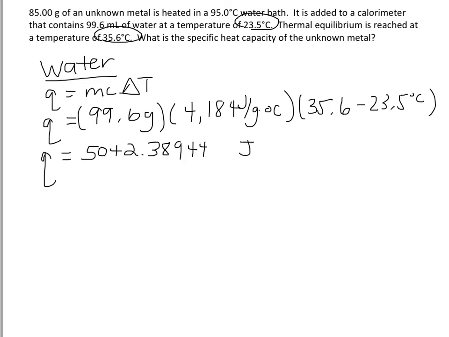So when you calculate this out, you get 5,042 joules. I'm not going to round this number right now. The number is a positive value, which makes sense because heat was absorbed by the water in the calorimeter. That will give us a positive value for heat.